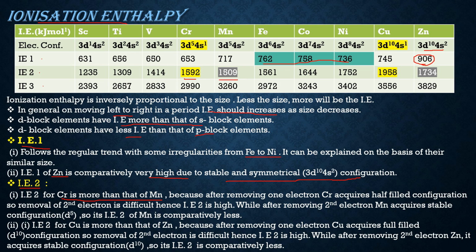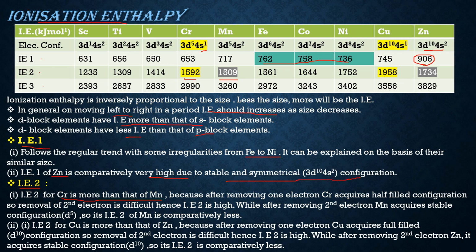जबकि रेगुलर ट्रेंड में क्या होना चाहिए था? आयनाइजेशन एंथैल्पी रेगुलर इंक्रीज होनी चाहिए थी. तो reason is, after removing one electron, chromium acquired d5 configuration here, and this is a stable configuration, so removal of an electron from the stable configuration is very difficult, hence the second ionization enthalpy is more in chromium.